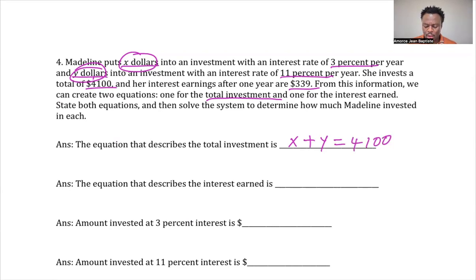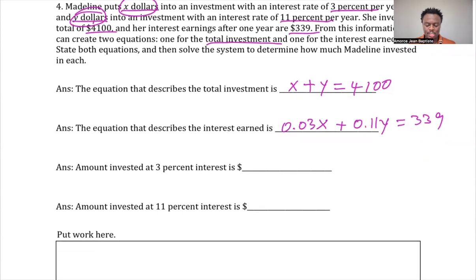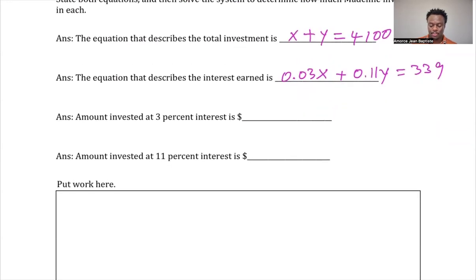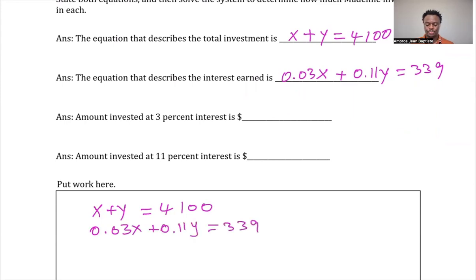The equation that describes the interest will be 3%, which is 0.03x, plus 0.11 (11 divided by 100) y, equals 339. What is the total invested in each account? We're going to use the two equations to solve them. X plus y equals 4,100, and 0.03x plus 0.11y equals 339.